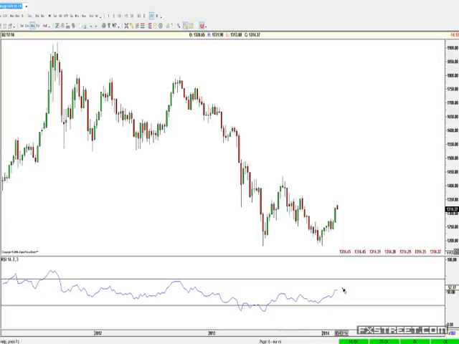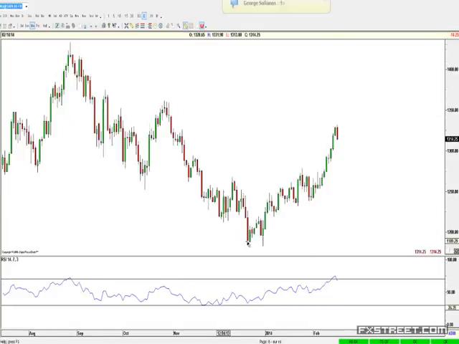For someone looking for a quick buck, maybe it's one for the short-term traders, but it's maybe not as fast moving for the longer-term traders as one may like.